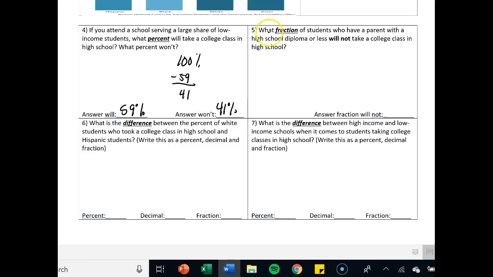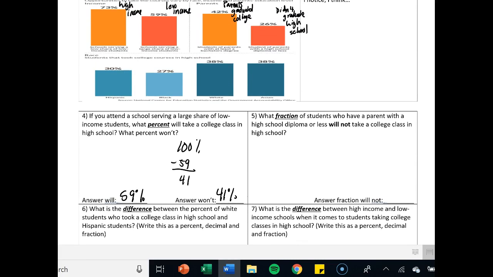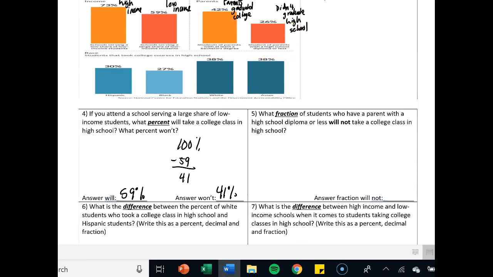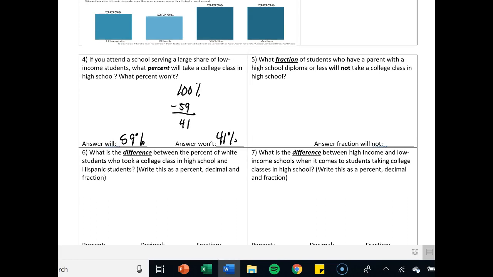Right? Number 5, it says, what fraction of students who have a parent with a high school diploma or less will not take a college class? So we're taking this high school diploma or less right there, 26%. So if 26% will, then we're simply doing 100 minus 26%. So that's 74% won't. As a fraction, though, that's 74 over 100. To simplify that, we divide both by 2, even numbers. Anything that ends in a 0, 2, 4, 6, or 8 can be divided by 2. So I get 37 over 50.